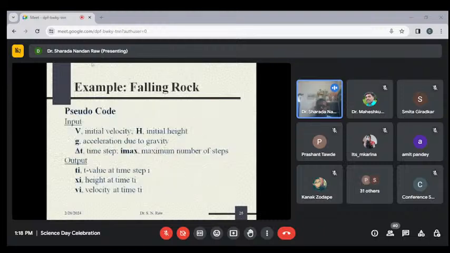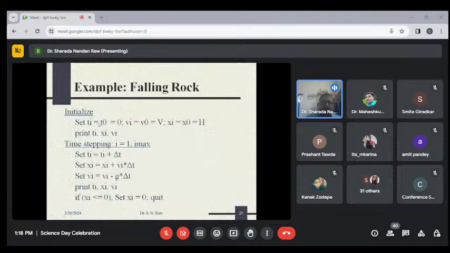So see, we are using this pseudocode. Input: v is initial velocity, h is initial height, g is acceleration due to gravity, delta t is time step, i max is maximum number of steps. Output: ti is the t value at time step i, xi is height at time ti, vi is velocity at time ti. So see, initialization: set ti equal to t0 equal to 0, vi equal to v0 equal to v, xi equal to x0 equal to x, and print ti, xi, vi.